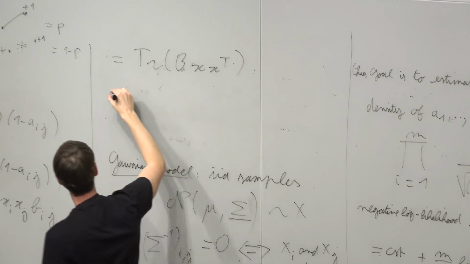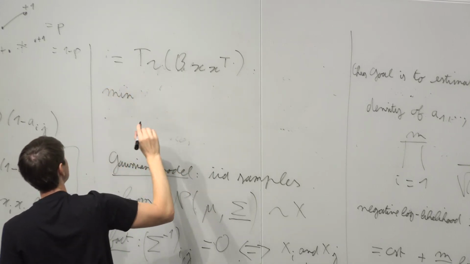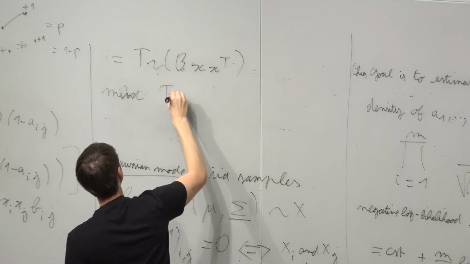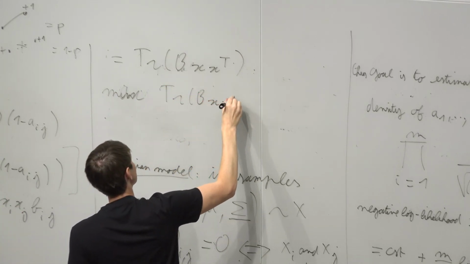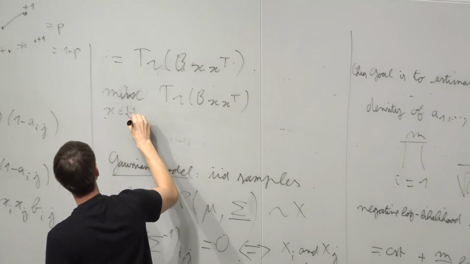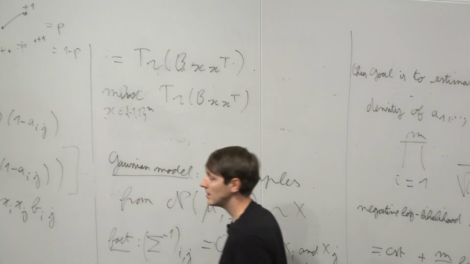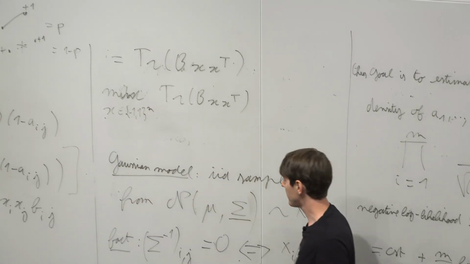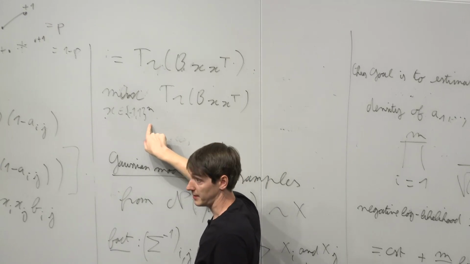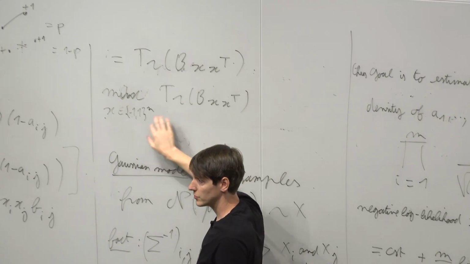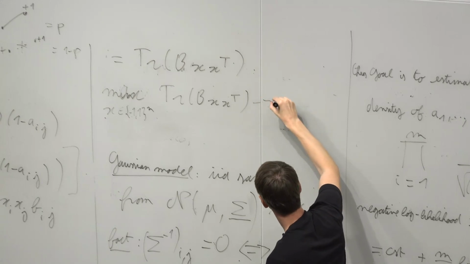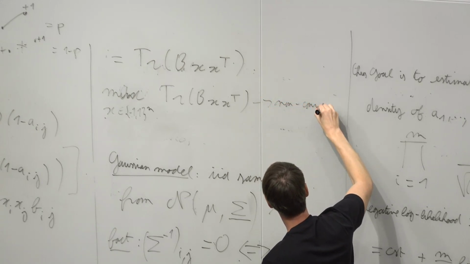So now what do you want to do? You want to maximize, because it's really the log likelihood, the trace of B times XX transpose over X in minus 1, 1 to the n. And here you're not happy for many reasons. But the main reason is that this is a discrete set, a discrete hypercube. So this is not a convex set. This is not a convex optimization problem. Non-convex constraints.